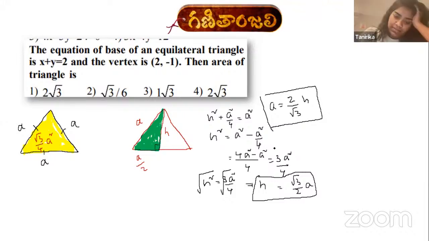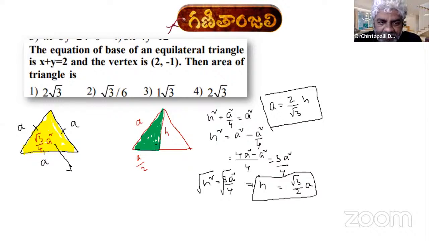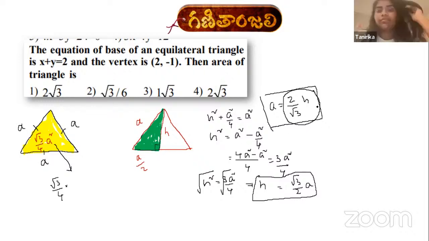Now, actually the formula is √3 by 4 a square, okay? In the place of a, we can write 2 by root 3 h. Replace a by 2 by root 3 h. What happens now? Root 3 by 4 times a square. What is a here? 2 over root 3 h, whole square.